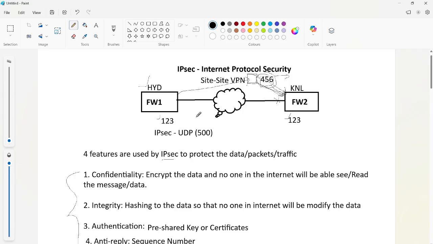I mean, there is no guarantee that the data will be delivered, right? Yes, there is no guarantee, but obviously it is going through the tunnel only. We are building a tunnel between both your firewalls. Obviously, once the traffic enters the firewall, it reaches the other side of the firewall.